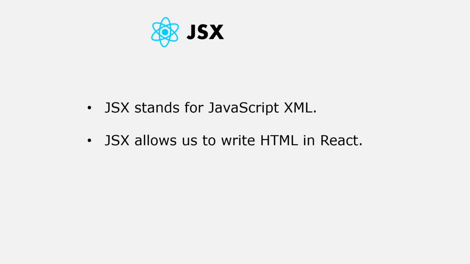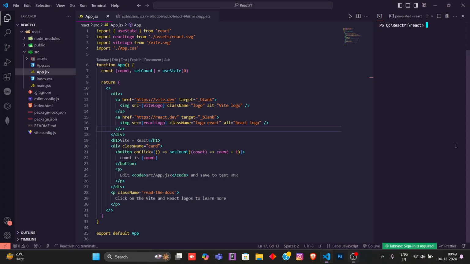So what is JSX in React? JSX stands for JavaScript XML and it allows us to write HTML in React. There are certain rules regarding JSX. We will directly see them in the code.